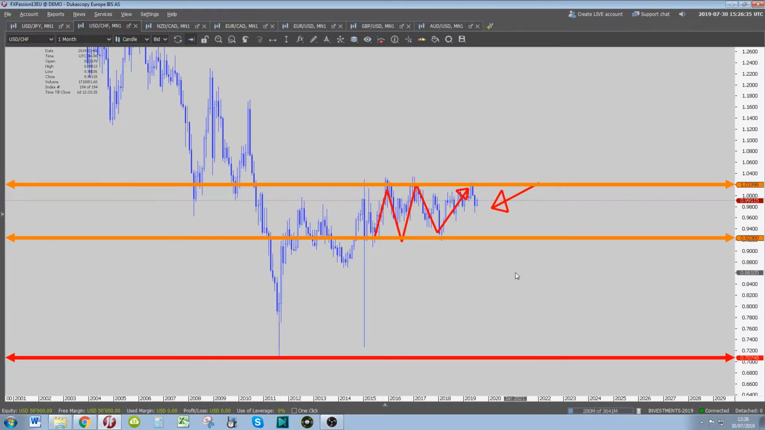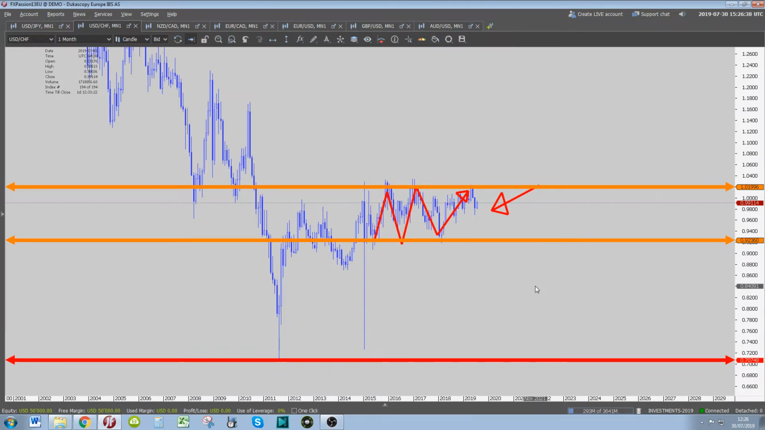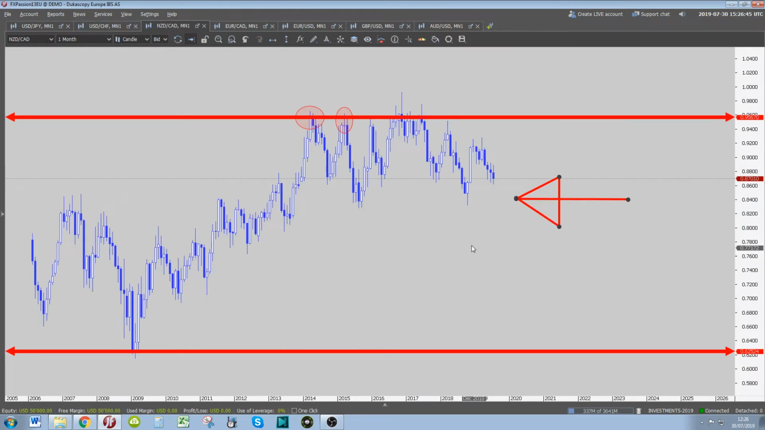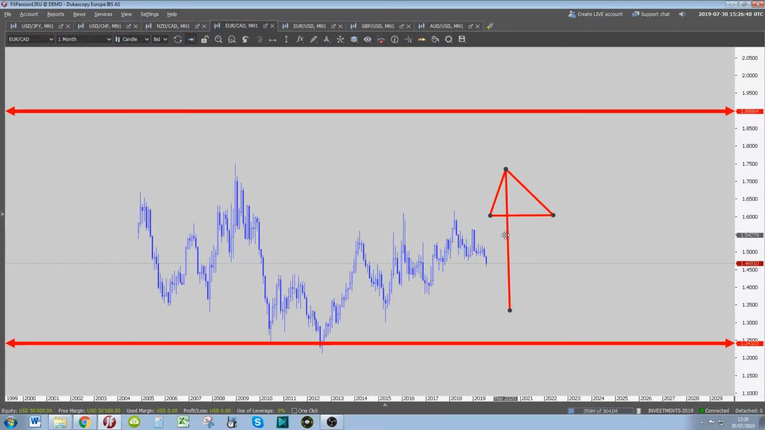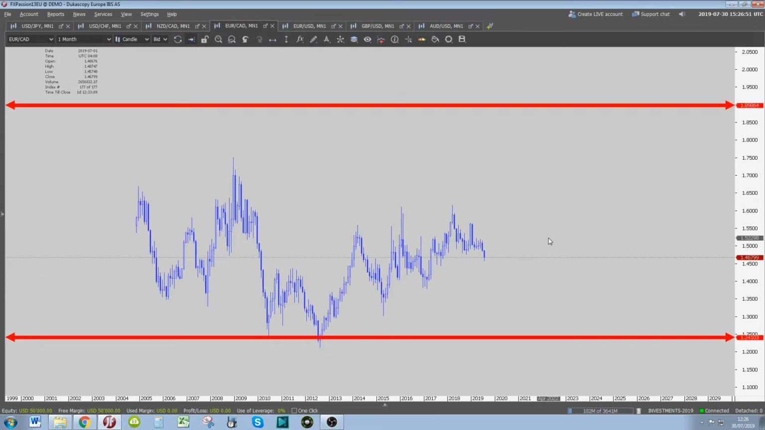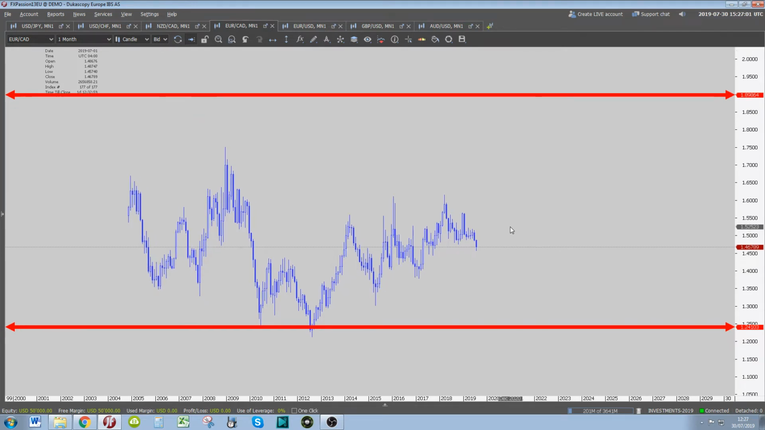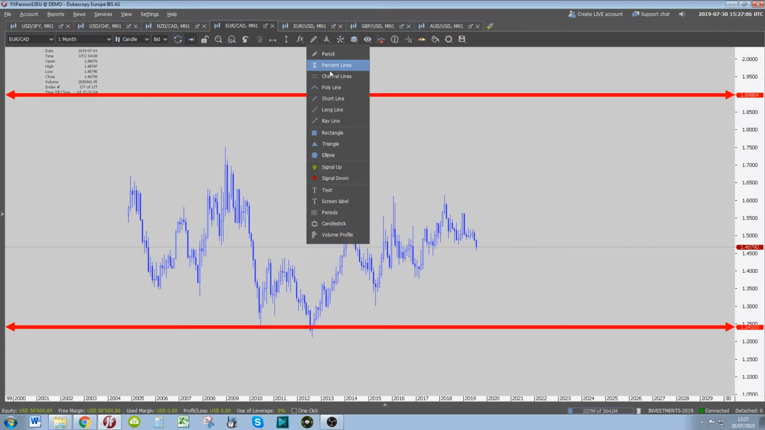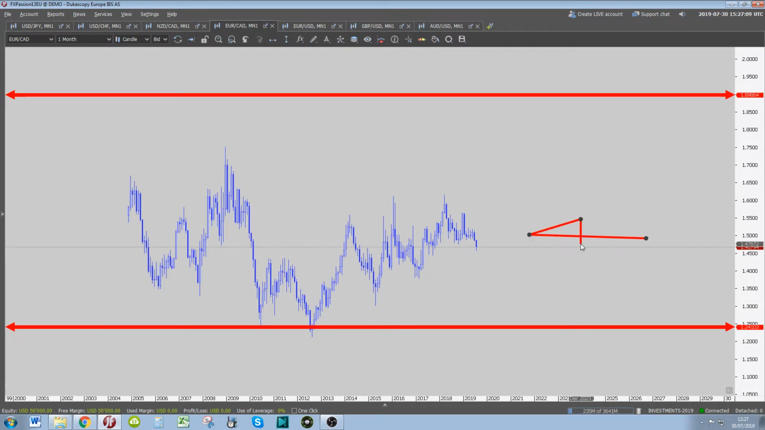MJ, why is this the exception? USD CHF is locked inside the sideways channel. And yes, NZD CAD, short, short, short, correct? What about EUR CAD? EUR CAD, short or long? If you're a beginner, stay out, of course, but what's the long-term bias? What's the long-term direction? Up or down?